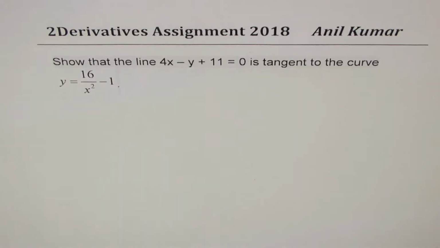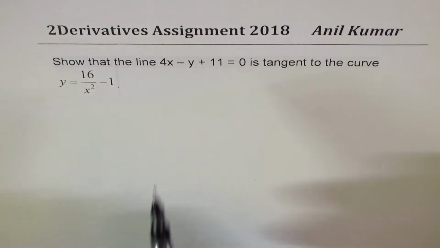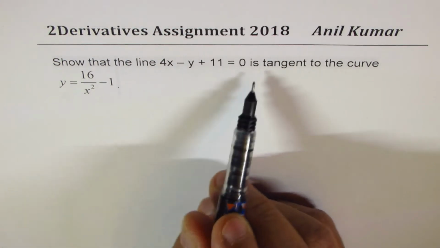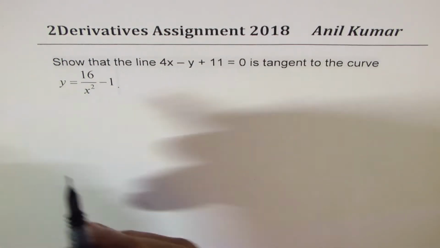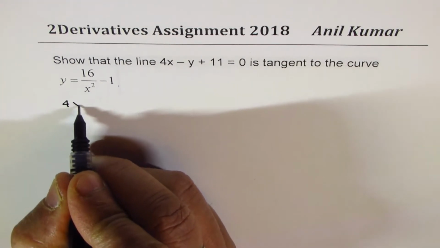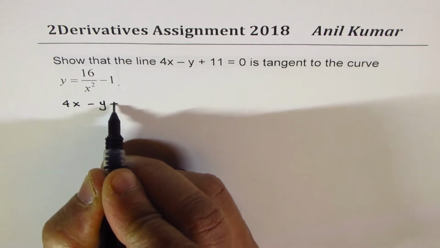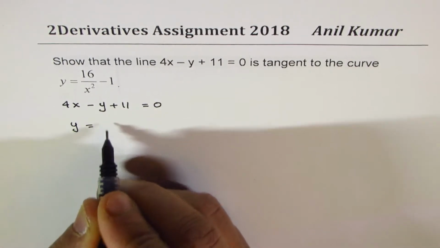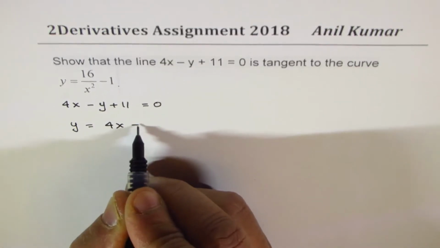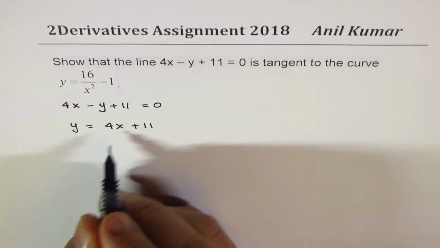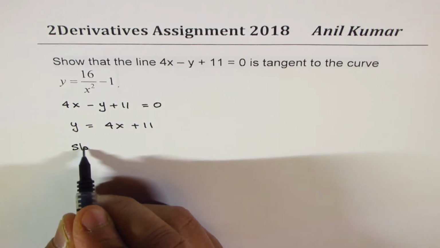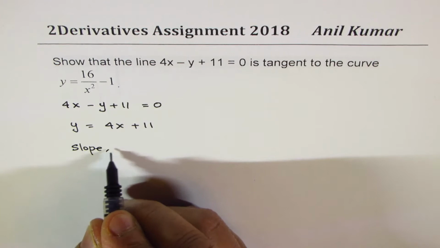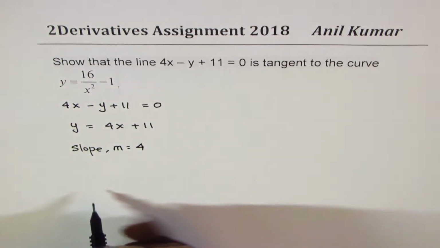Here are my suggestions. So let's begin with the very first one, where we need to show that the line is tangent to the curve, right? We are given the line which is 4x minus y plus 11 equals 0. If I rearrange, I get y equals 4x plus 11. So we know that the slope of this line is indeed 4, right? So slope m is 4.